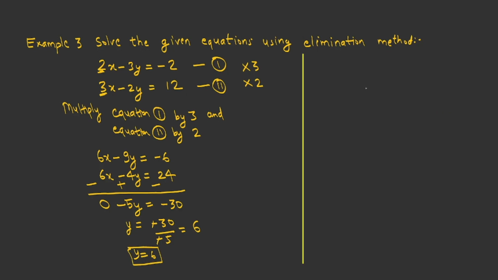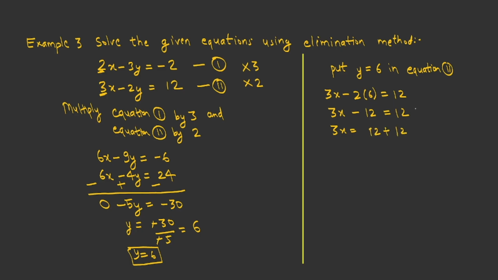Now to get the value of x, put y equals to 6 in any of the equation. Let us take equation 2. So you will get 3x minus 2 into 6 is equals to 12. 3x minus 12 is equals to 12. 3x is equals to 12 plus 12.